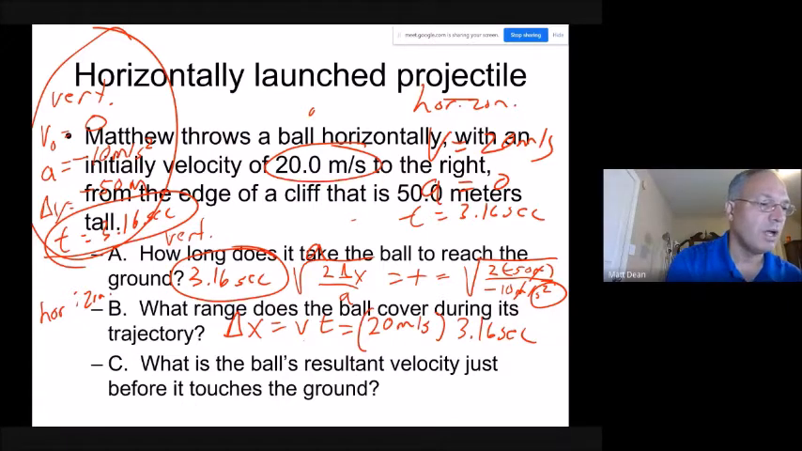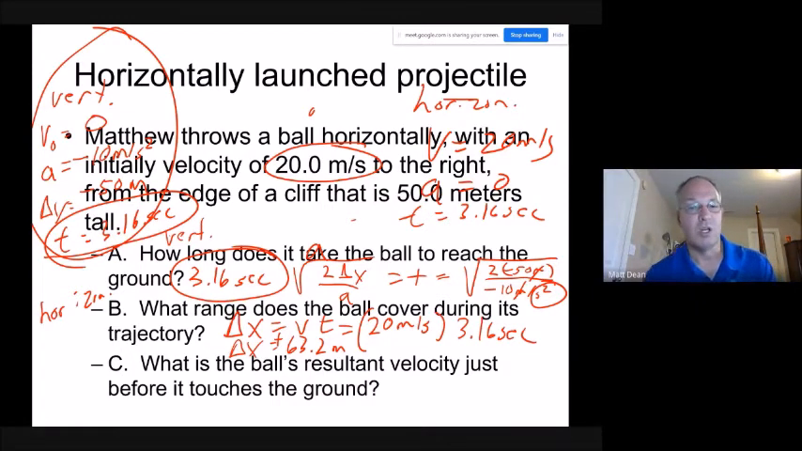So we end up with a horizontal displacement of 63.2 meters. And that's 63.2 meters, positive 63.2 meters, or we could have said 63.2 meters horizontally. So part C is maybe the trickiest part of this question. What's the ball's resultant velocity before it touches the ground?